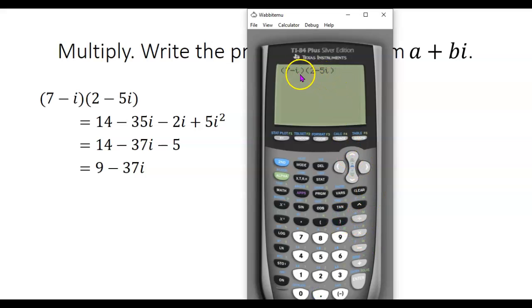Did you see how I get those i's? It's a little hard to see, but above the decimal point button, there's a little blue letter i there. So if I push the second button and then that button, that makes the i appear. So I'm asking my calculator to multiply 7 minus i times 2 minus 5i, and when I hit enter, it comes up as 9 minus 37i. So the calculator agrees with what we got.